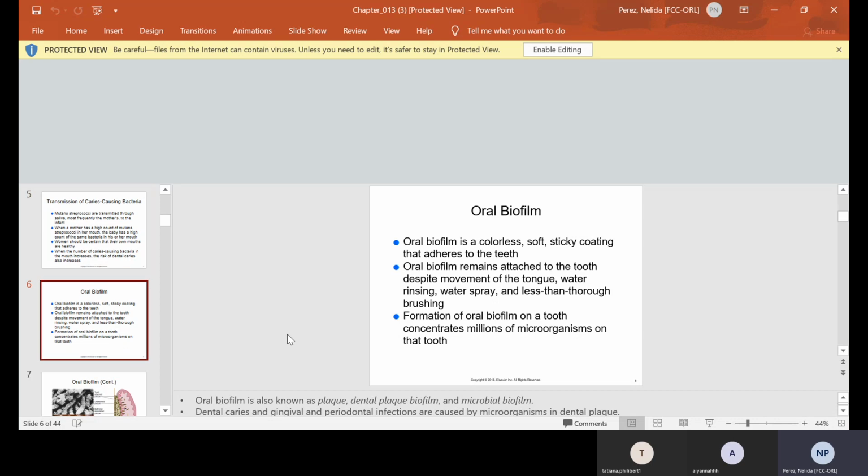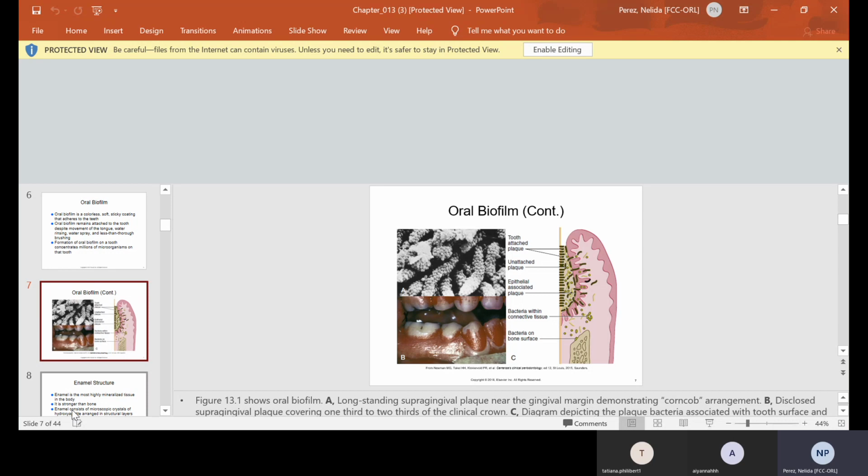Oral biofilm is a colorless, soft, sticky coating that adheres to the teeth. Oral biofilm remains attached to the tooth despite movement of the tongue, water rinsing, water spray, and less than thorough brushing. Formation of oral biofilm on a tooth concentrates millions of microorganisms on that tooth. You may have heard of it as plaque, dental plaque biofilm, and microbial biofilm. Dental caries and gingival and periodontal infections are caused by microorganisms in dental plaque. So again, dental plaque or a biofilm, but most of the time in the office, we say plaque.